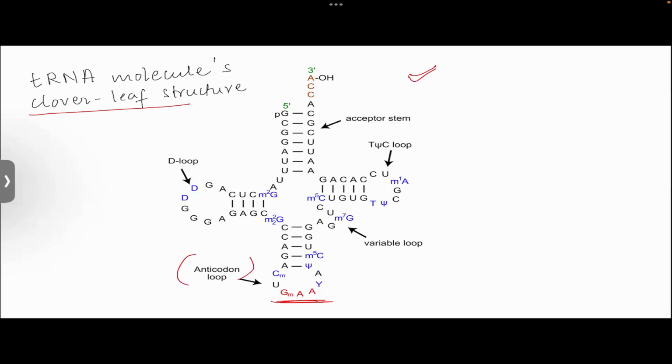So this is your GAA. This is the anticodon for the codon CUU, correct? This will be the codon. Then just opposite, vertically opposite, is the amino acid acceptor end. So here an amino acid can bind that corresponds to the codon CUU.